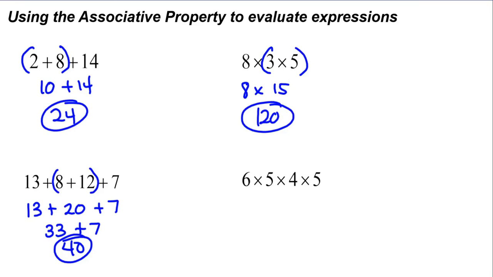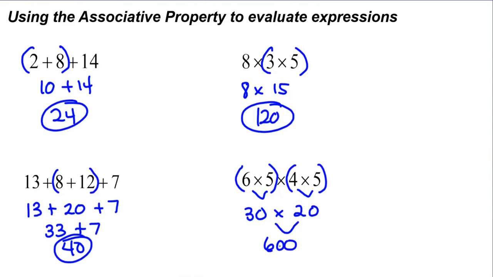And then lastly, 6 times 5 times 4 times 5. I'm actually going to put 2 groups of parentheses in here. I'm going to group these together and multiply these together first and then these together. That gives me 30. That gives me 20. And then 30 times 20 is 600. So that is an example of using the associative property to help us evaluate expressions.